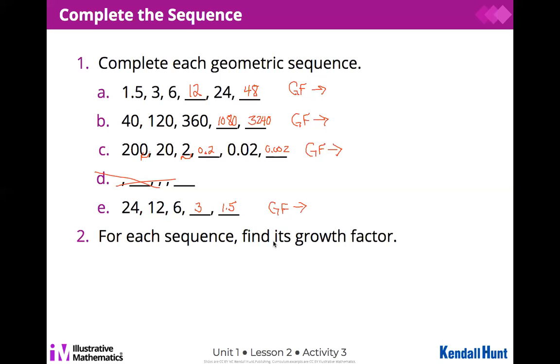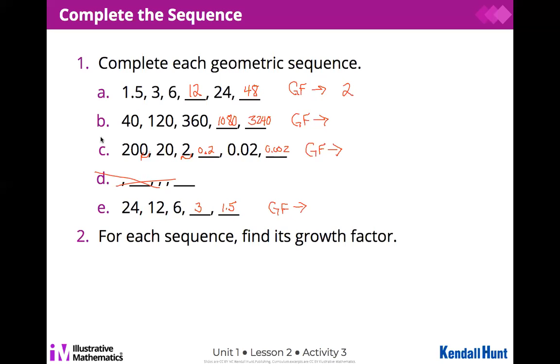Let's talk about growth factors. For each sequence, find its growth factor. Now the growth factor is the number you would have to multiply your term by to get the next term. So A is pretty straightforward. I'm multiplying each term by 2 to get the next term. So my growth factor would be 2.